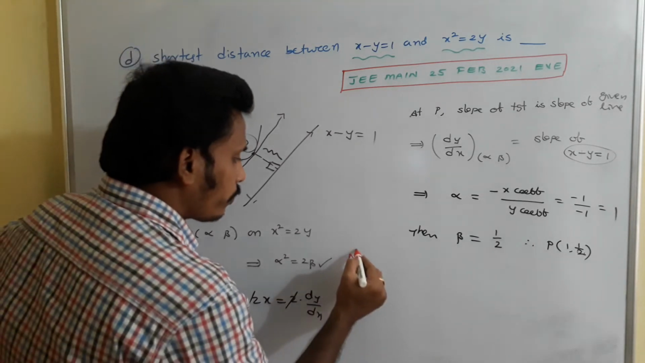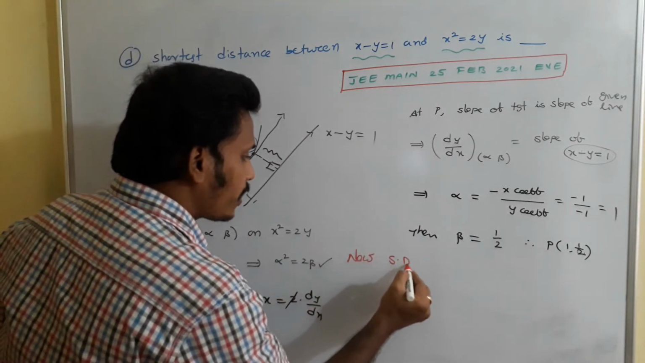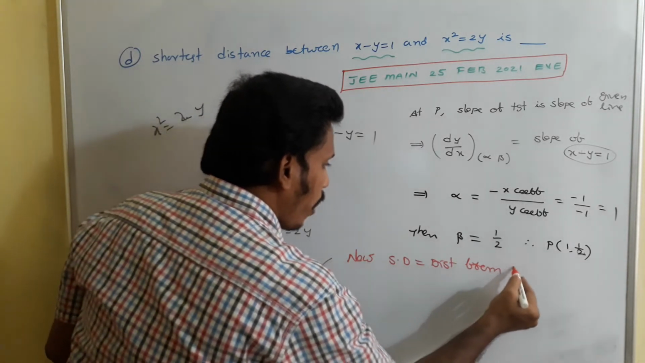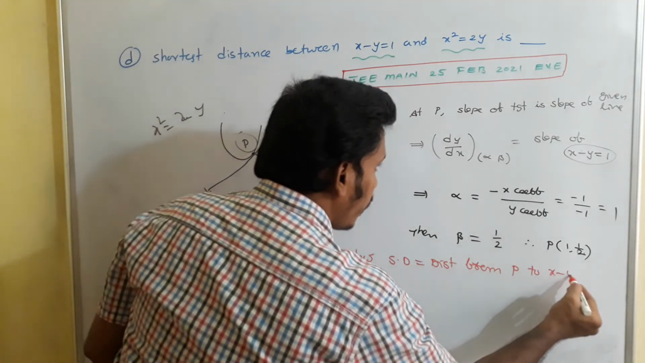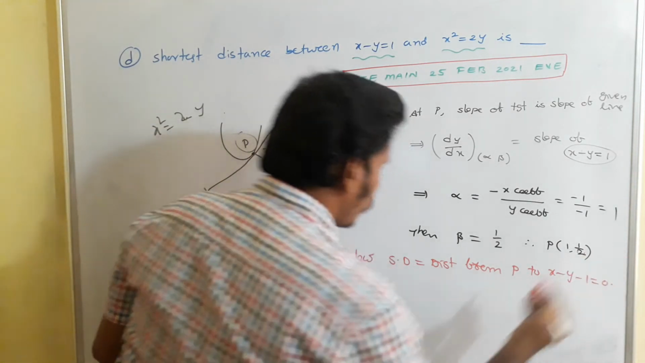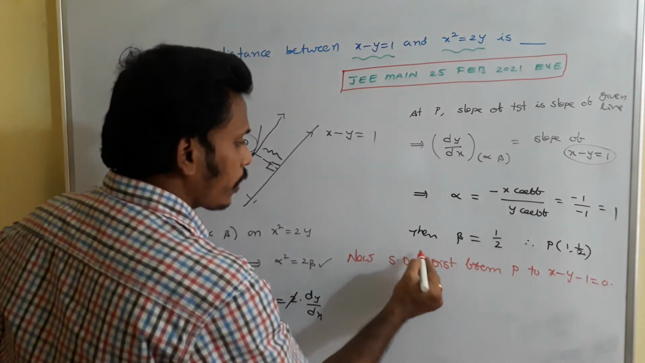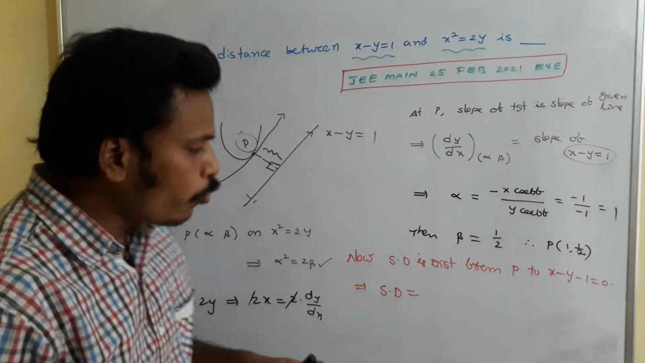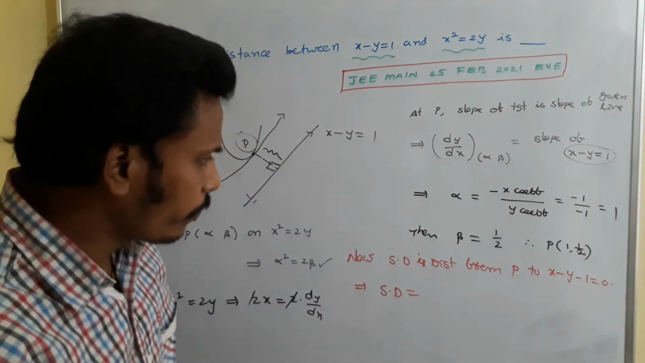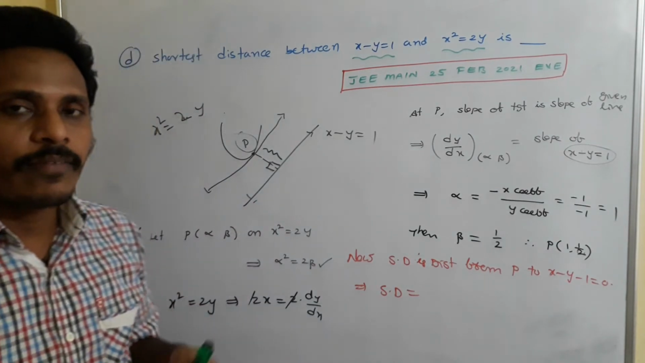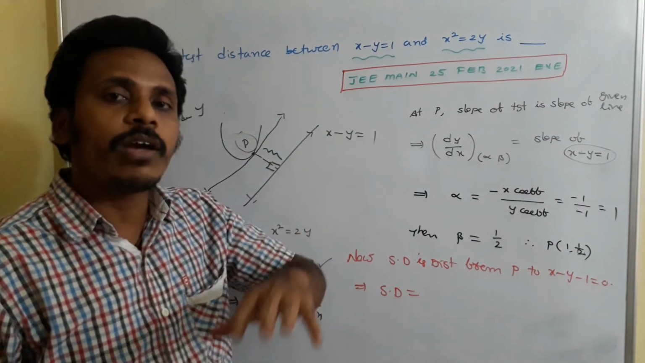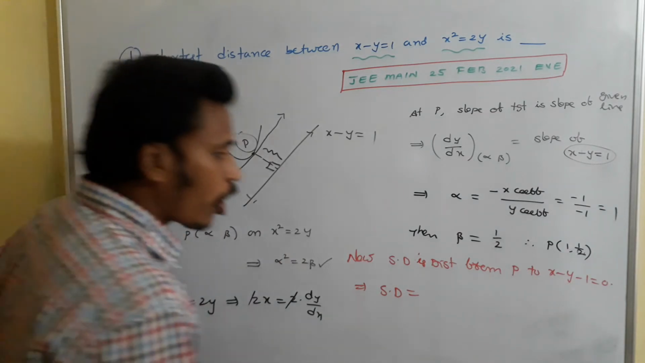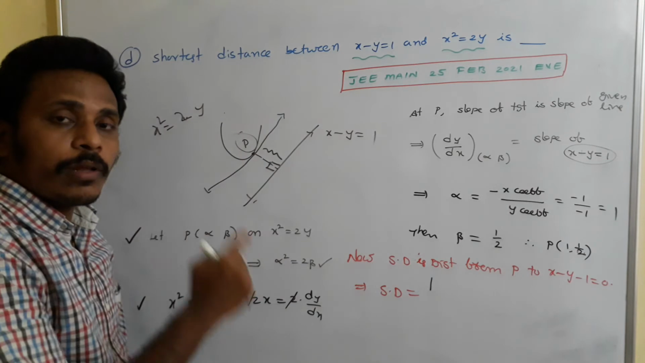Now, shortest distance is equal to the distance from the point P to the line x minus y minus 1 equals 0. We have to find the distance from a point to a line. How to find the distance from a point to a line? From 2D we have a formula: modulus of ax1 plus by1 plus c by root of a square plus b square. With that, here the shortest distance is modulus of, just replace that point here.